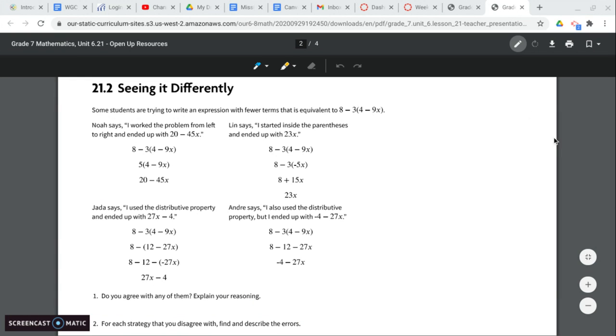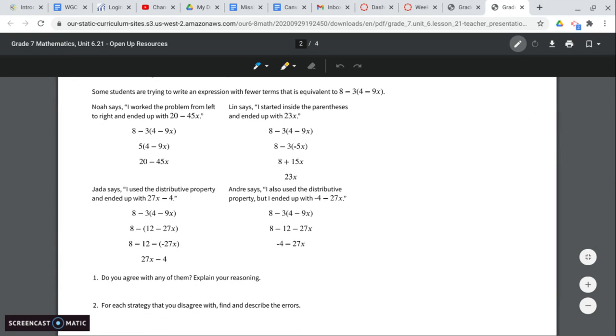Some students are trying to write an expression with fewer terms that is equivalent to 8 minus 3 times the quantity of 4 minus 9x. So here we have each of their strategies and what they did. What we want to decide is, do we agree with any of them and why? And for each one that we disagree with, describe the errors.